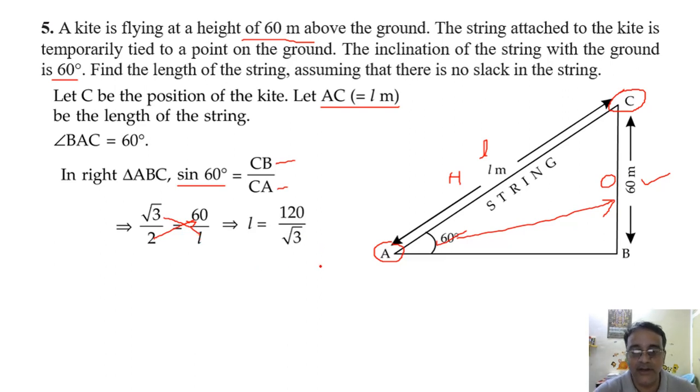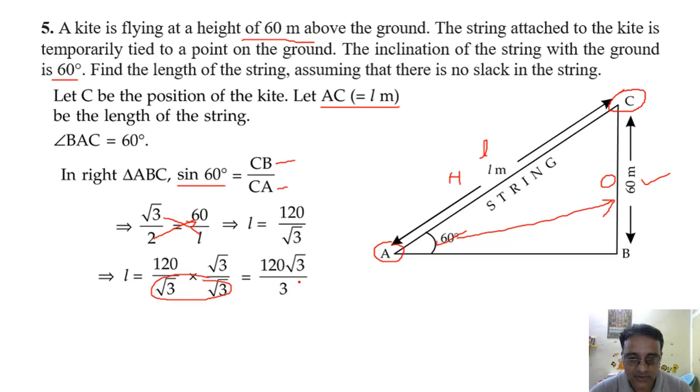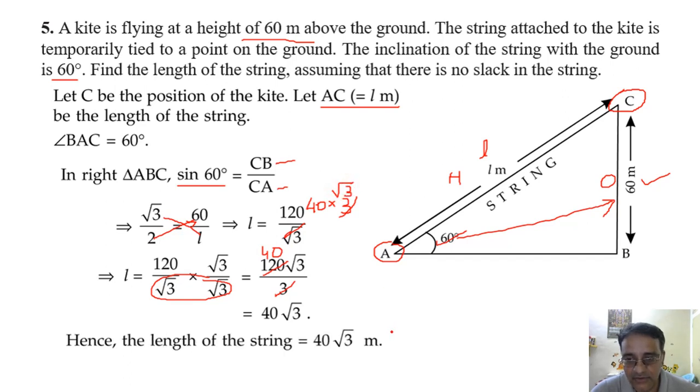So here also you can do the rationalization. First multiply and divide by root 3. So this will become 3. So 120 root 3 upon 3. So cancel the 3 here. So we'll get 40. So answer is 40 root 3. Or how you can do directly? 40 into 3, how will you write 120? 40 into 3. And root 3 can be divided by root 3. So we'll get root 3. Okay. So hence the length of the string is equals to 40 root 3 meter.